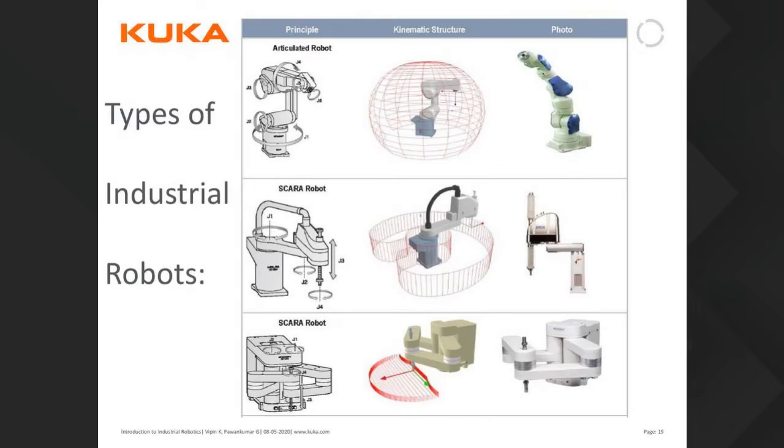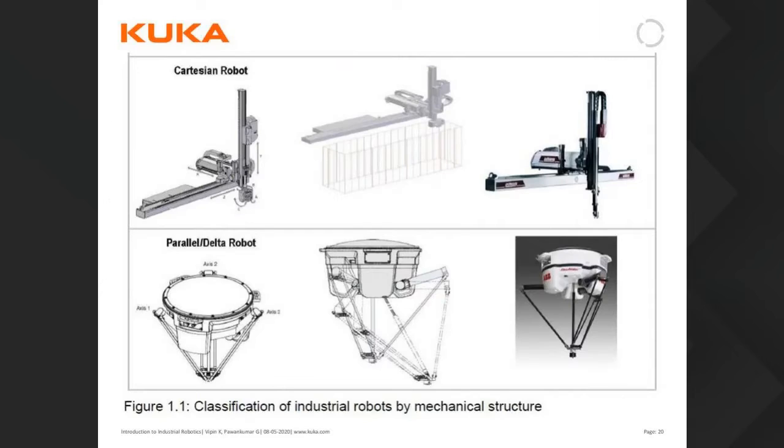So KUKA has a product in articulated robots. SCARA we had before. Okay, and for Cartesian robots and Delta robots, you can use our controller. We don't have our own robots for those, but you can use our controller and you can design one robot on your own.